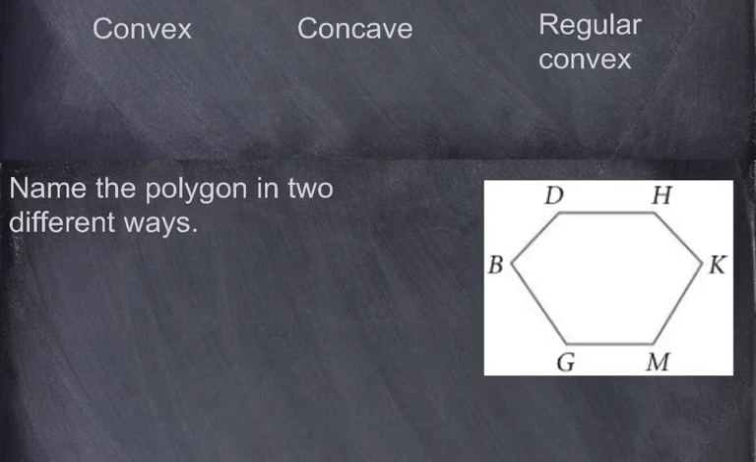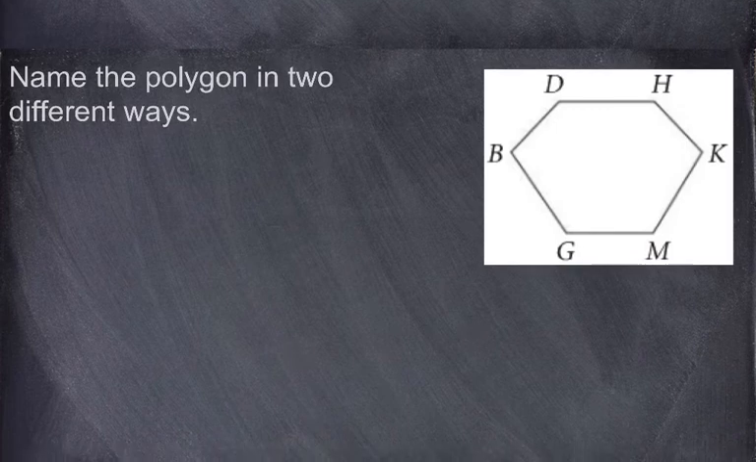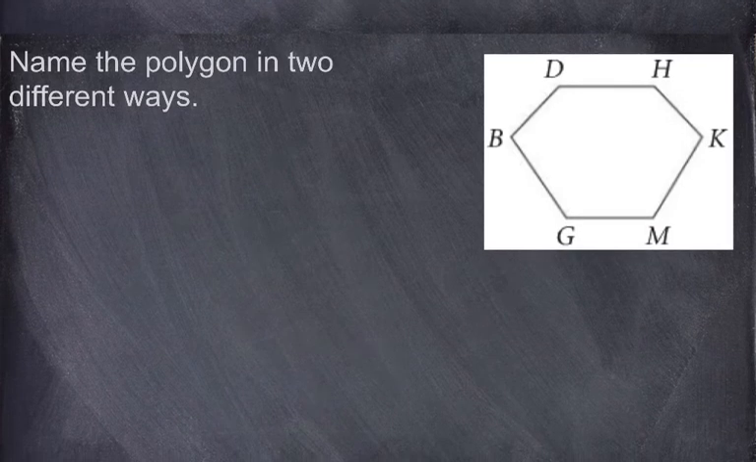This next example says, name the polygon in two different ways. Notice it doesn't say classify. Okay? Classify would be more of a description, so convex, concave, or classifying it by the number of sides. But here, in this case, it says name the polygon. We actually want to give this polygon a name. Well, when it comes to naming a polygon, all you have to do is start at one vertex and work clockwise or counterclockwise all the way around. It doesn't matter what order, it doesn't matter which direction, as long as you stay in order.